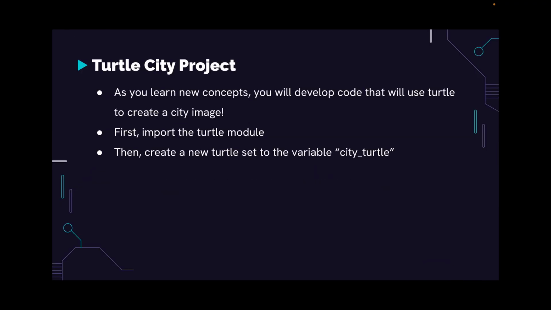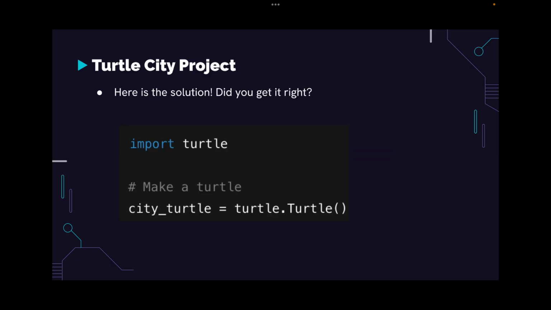All right, throughout this lesson, we will develop a turtle city project, which uses the turtle to create a city image. So first, import the turtle module and then create a new turtle and set it to the variable city turtle. Here is the solution for that. Import turtle, and then you make your turtle.